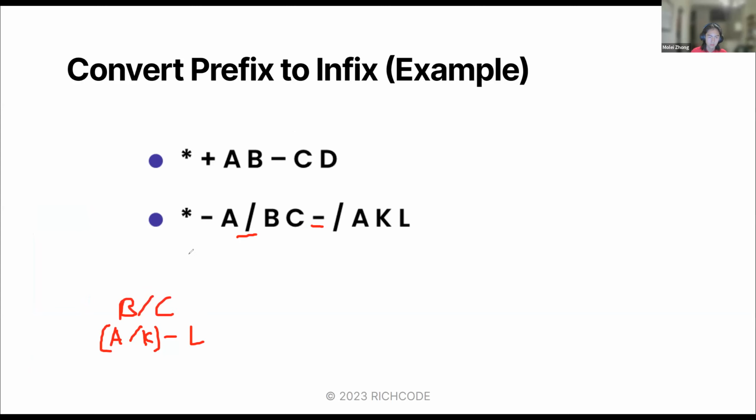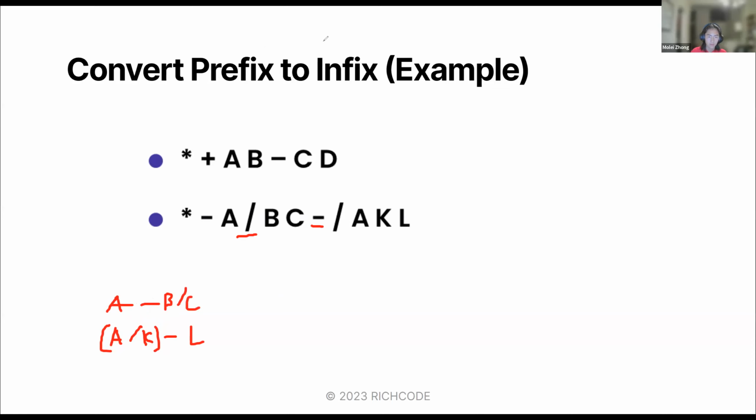And then let's keep going. The next one is A, and the operation is subtraction. So we just take the top two, A and then B divided by C, and this becomes combined into A minus B divided by C.